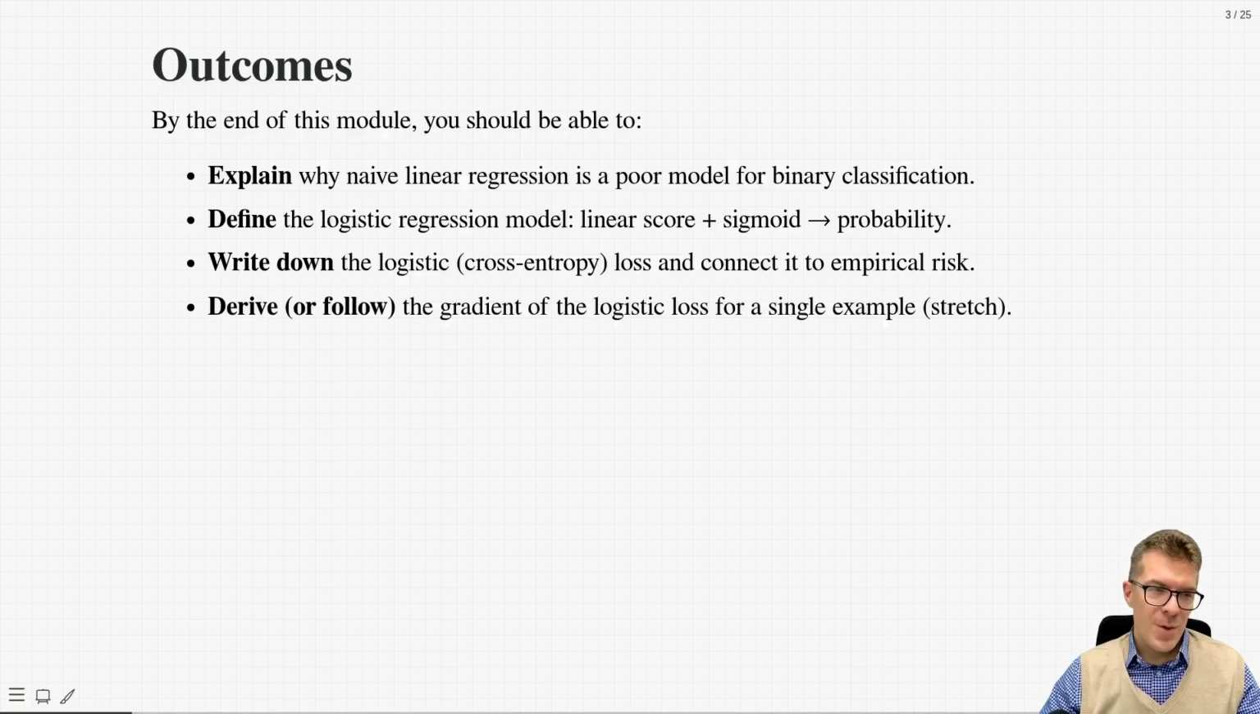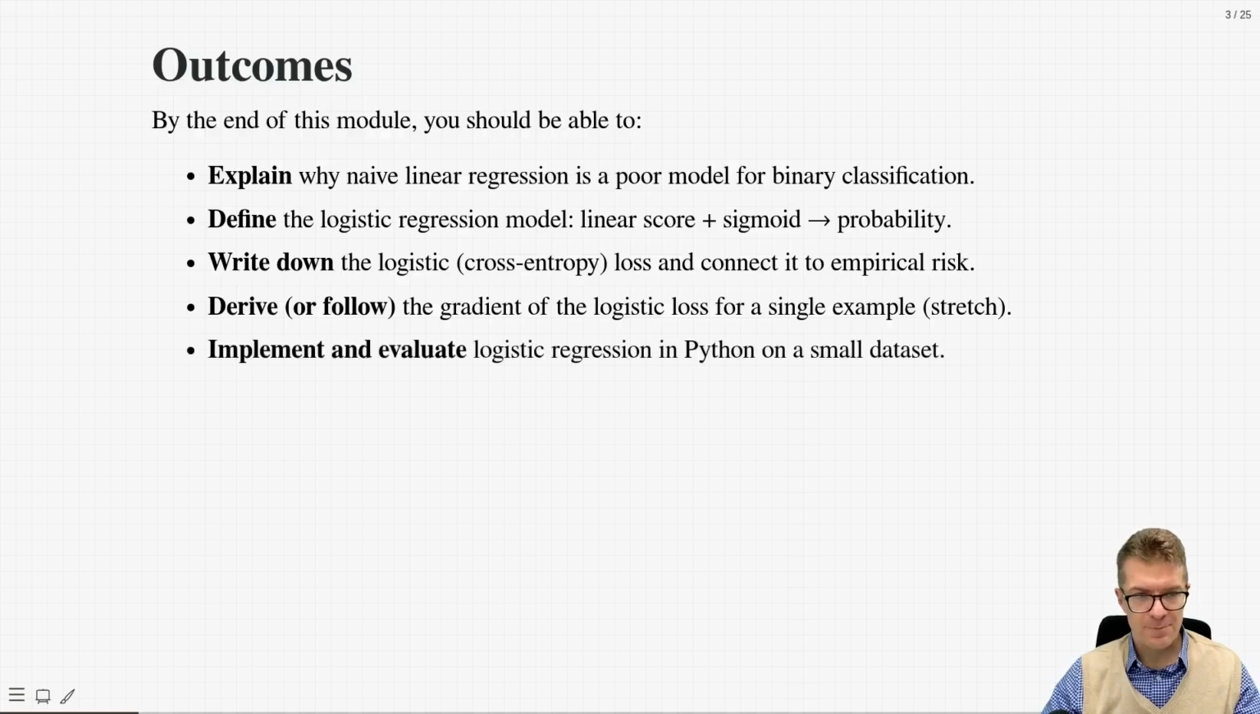I say that you should be able to derive, or at least follow, the gradient of the logistic loss for a simple example. We're going to get a little bit into calculus at this point, so you don't have to necessarily derive it yourself, but at least you ought to be able to follow what we're going to discuss today.